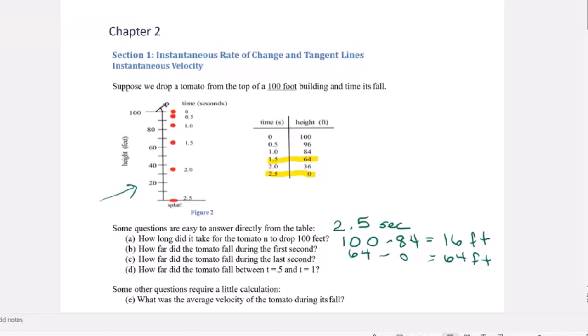And then D says, how far did the tomato fall between t equals 0.5 and t equals 1? So t equals 0.5, t equals 1. Again, we just subtract them: 96 minus 84, which is 12 feet. So those were all pretty easy. Once we had the table, there was really nothing to it, right? So let's continue on.